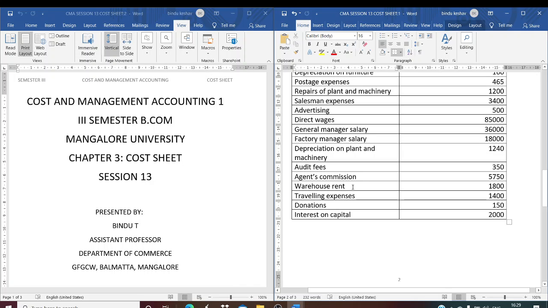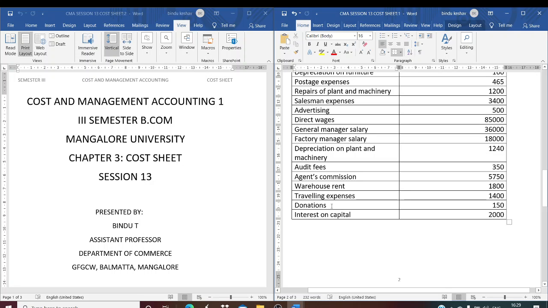Warehouse rent. We need to store our finished goods, and this warehouse is meant for storing the finished goods. So warehouse rent comes under selling and distribution expenses. Traveling expenses, we assume that these are the expenses of the salesman or marketing sales manager. So these traveling expenses come under selling and distribution overheads.